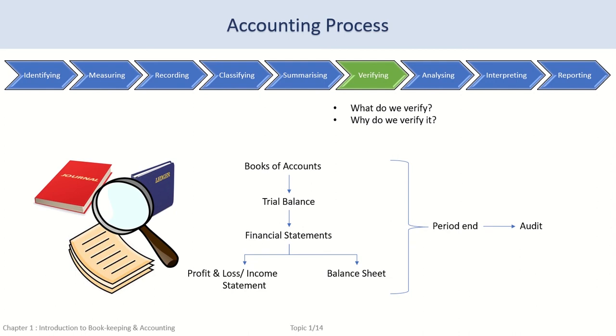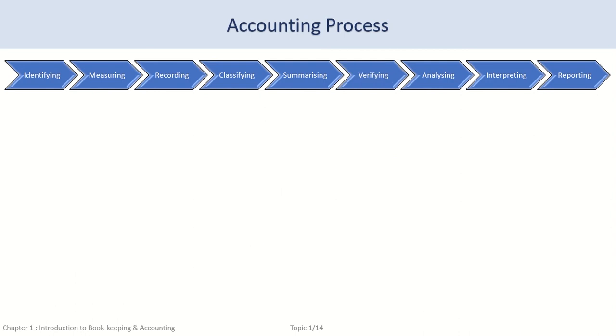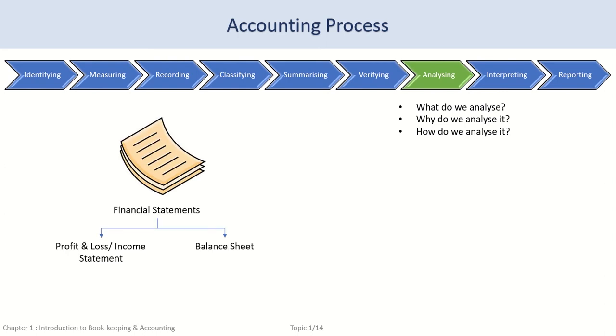Moving on to the next step, that is step 7 of the accounting process, analyzing. The questions over here are: what do we analyze? Why do we analyze it? And how do we analyze it? Let's start with what do we analyze? We analyze the financial statements, that is the profit and loss or the income statement and the balance sheet.